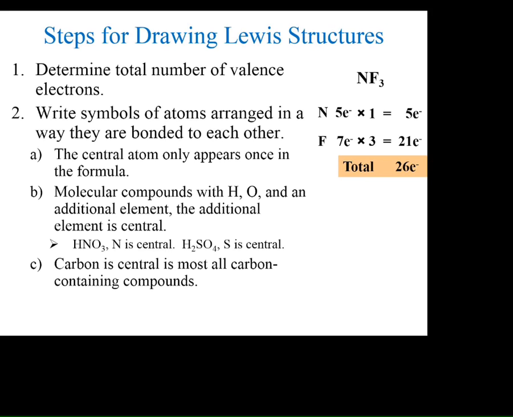And the third little rule that'll help you out is if there's carbon in the compound, carbon's going to go in the center. Carbon loves to be in the center because, as we saw, it likes to have 4 bonds. So it's really hard for carbon to do anything else other than make lots of bonds in the center.